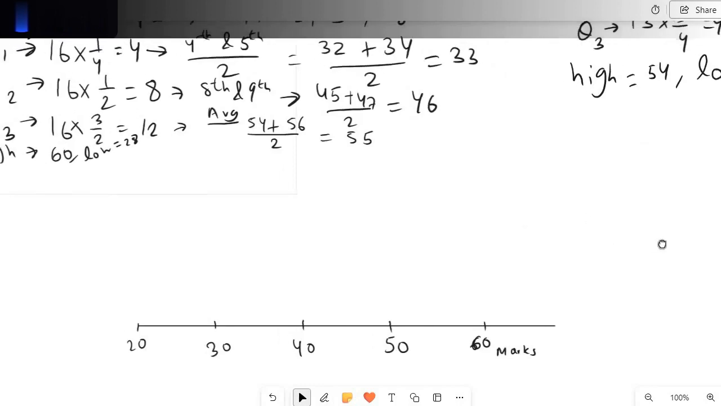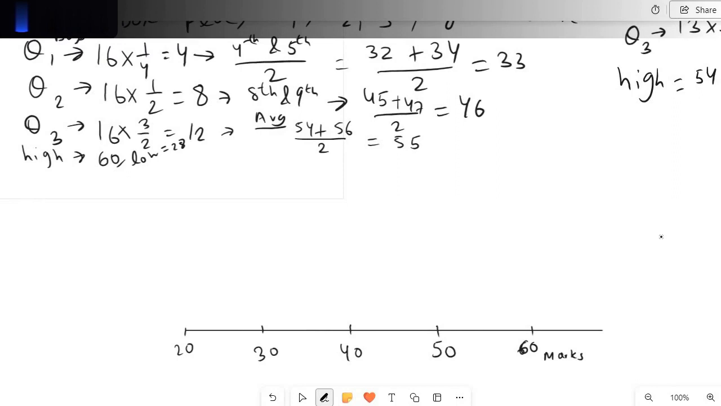Now we can plot the data for the boys. The lowest is at 28, so it's roughly around here. So this is going to be the lowest value for the boys. And the lower quartile is at 33, which is around here. So you can draw a line like this. And then after that, we have 46, which is the median, which is around here. So we can plot this here. Similarly, the upper quartile is at 55, which is roughly around here. So this is going to be the point. And after that, the highest value is going to be at 60. So we will draw a small whisker or small line like this.